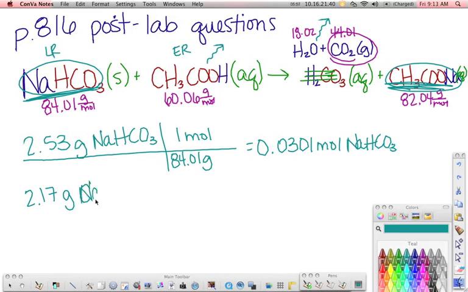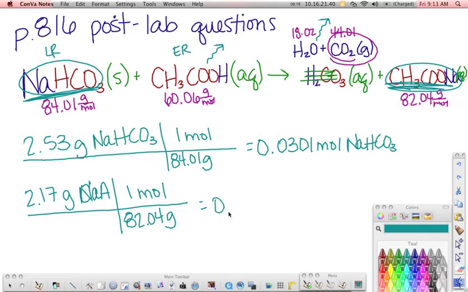I'm just going to be lazy and call it sodium acetate because I don't feel like writing that out a whole bunch of times. Molar mass of this guy, 82.04 grams per mole. Again, I'm putting the grams on the bottom because whatever I have here, I want to have right here, so it'll cancel out. And so you end up here with 0.0258 moles of the sodium acetate.